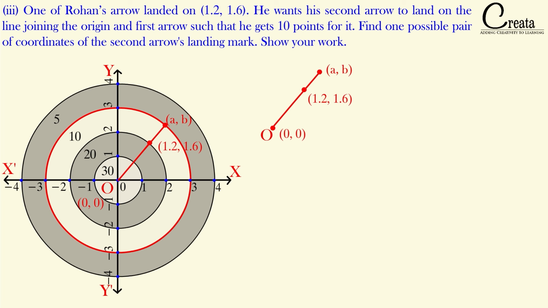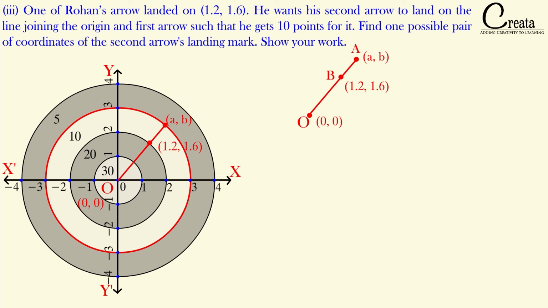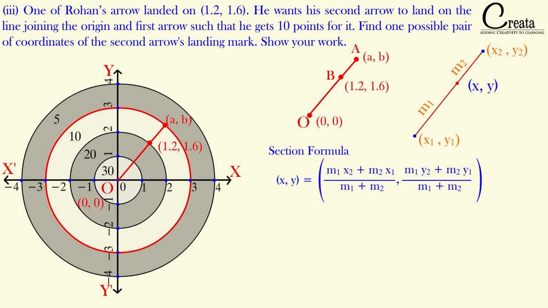Let's take the complete setup out of the figure just for simplicity. Here O is the origin, which is 0, 0. This point is 1.2, 1.6, and this is a comma b. Let's mark the point as a, b, and O. O is the center which is given. We have marked the point as a and b. Are you able to compare this figure with the figure of the section formula? This is the figure of the section formula.